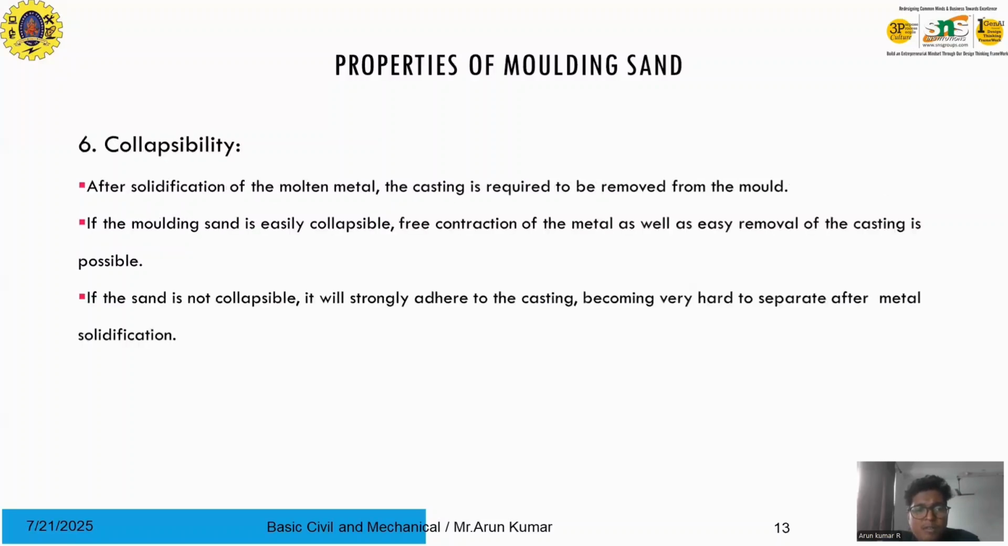What is the meaning of collapsibility? After solidification of the molten metal, the casting is required to be removed from the mold. If the mold sand is easily collapsible, the casting can contract freely and easy removal of the casting is possible. If the sand is not collapsible, it adheres strongly to the casting and becomes very hard to separate after the metal solidifies.